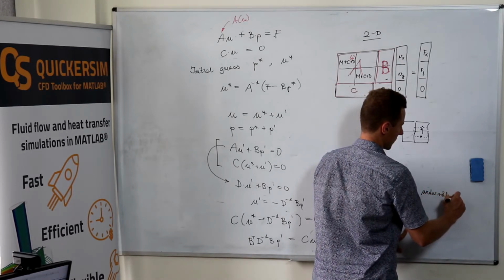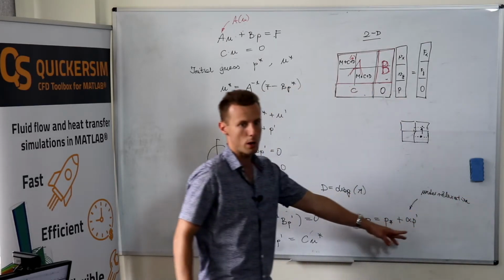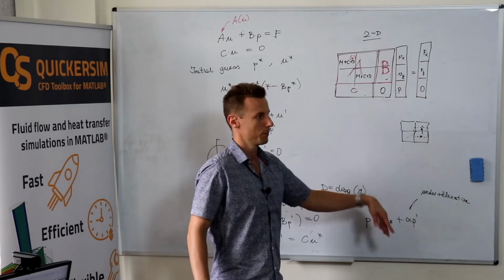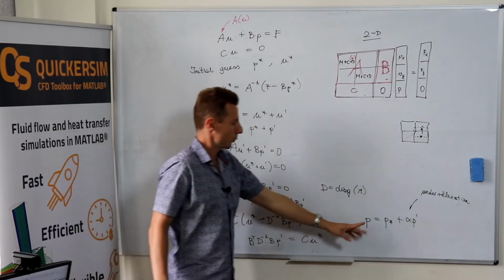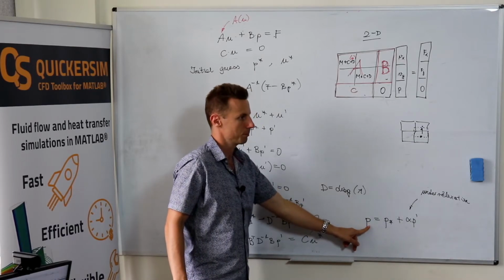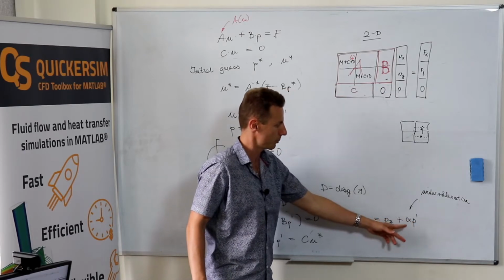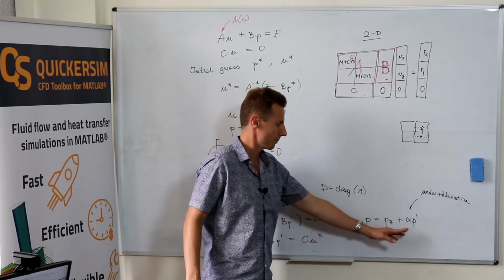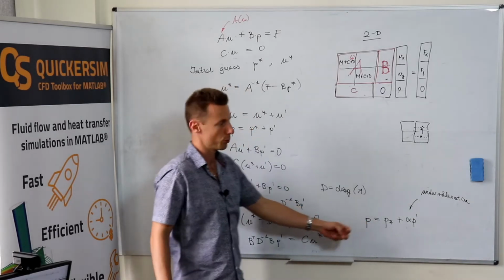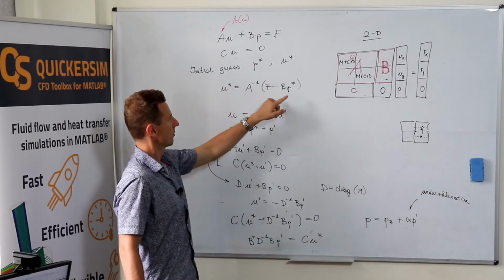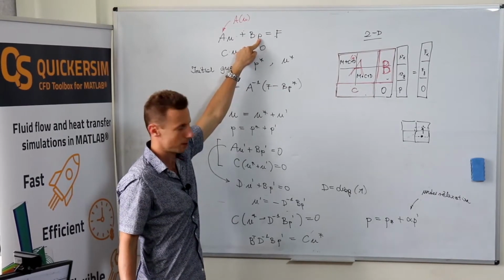Under relaxation needs to be lower than 1 to make the whole procedure stable. And what happens next? Well, P prime, unfortunately, P is not the real solution to this problem.